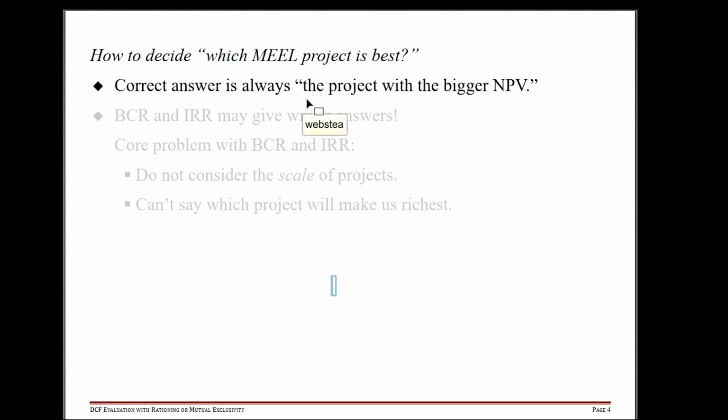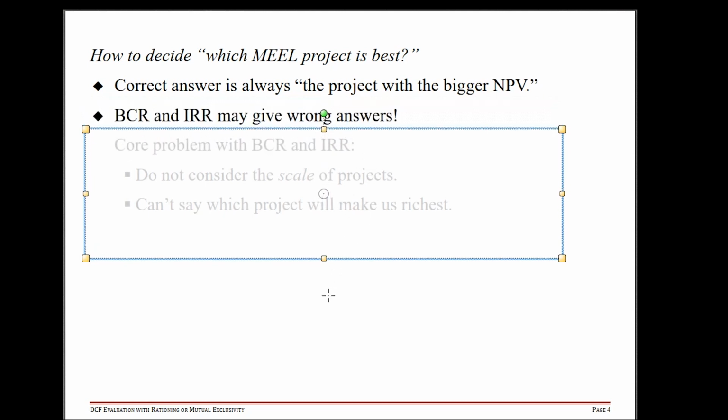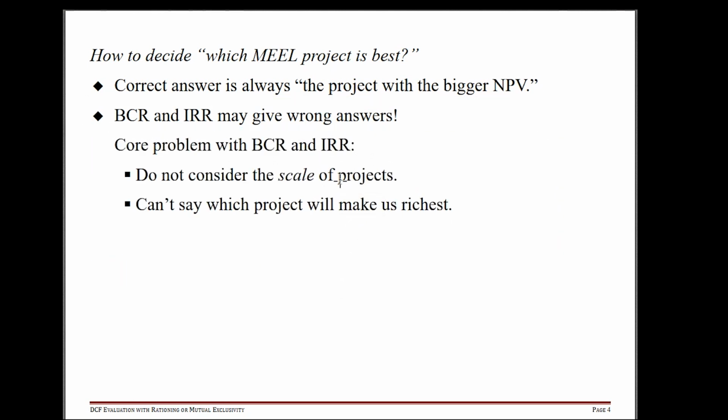So for mutually exclusive methods, how do we find out which project is best? The one with the biggest NPV. And I showed in the class notes that BCR and IRR may give you the wrong answers. And the reason for that is neither one of these methods considers the scale of the projects. And because of that, they can't say which project will make us richest.